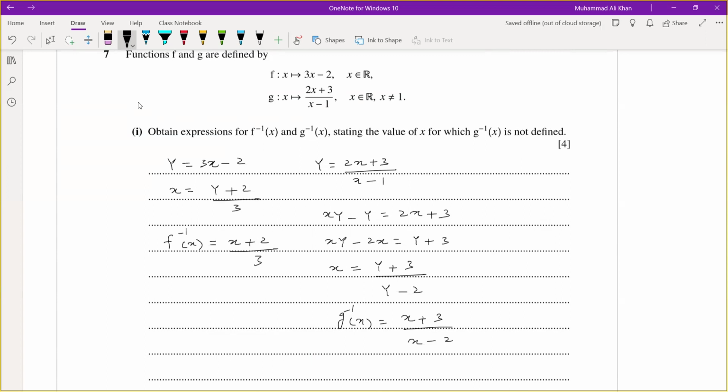Stating the value of x for which g inverse is not defined. जब भी function फ्रैक्शन में हो और x की वैल्यू निकालना हो जिस पर फंक्शन डिफाइन नहीं है, तो डिनोमिनेटर को आप कर दें इक्वेट 0 से. x minus 2 equal to 0, so the value of x equals to 2 means x can't be equals to 2. अगर x 2 हो गया तो डिनोमिनेटर में 0 आ जाएगा और अनडिफाइंड फंक्शन हो जाएगा, इनफाइनाइट पर पहुंच जाएगा. So this is the answer for stating the value of x for which g inverse is not defined.